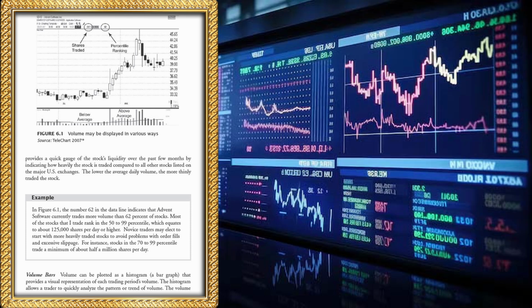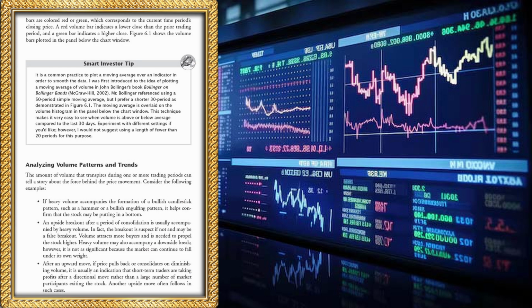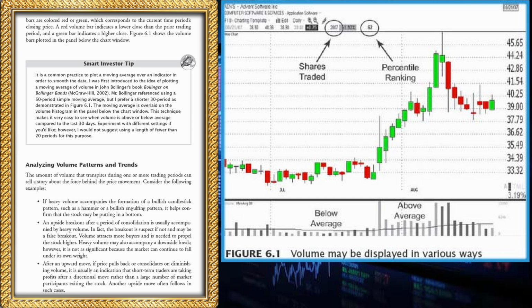Volume can be plotted as a histogram, a bar graph, that provides a visual representation of each trading period's volume. The histogram allows a trader to quickly analyze the pattern or trend of volume. The volume bars are colored red or green, which corresponds to the current time period's closing price. A red volume bar indicates a lower close than the prior trading period, and a green bar indicates a higher close. Figure 6.1 shows the volume bars plotted in the panel below the chart window.